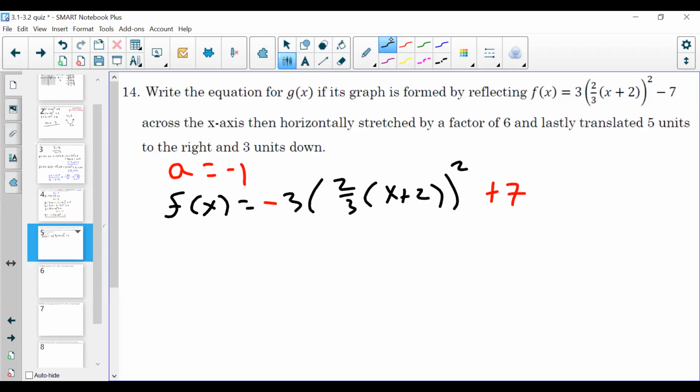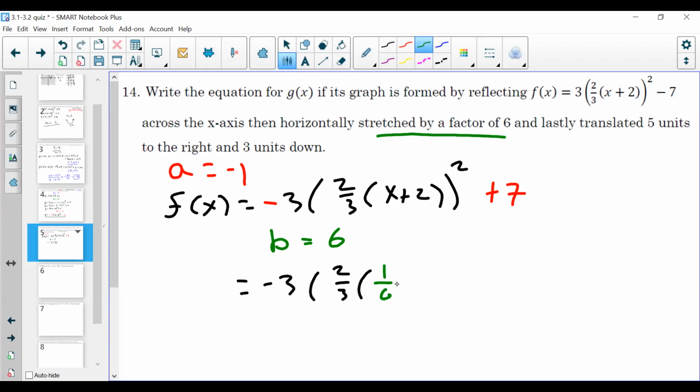After that, I'm being horizontally stretched by a factor of 6. So that's telling me that my b is 6. So I take this equation I just had. I have negative 3, 2 over 3. So your b is 6, but you always put in 1 over 6. And anytime you do a horizontal reflection or stretch or compression, you always want to put that 1 over b term right with the x. So I want to put it right on the x and just say it's 1 over 6x plus 2 squared plus 7.